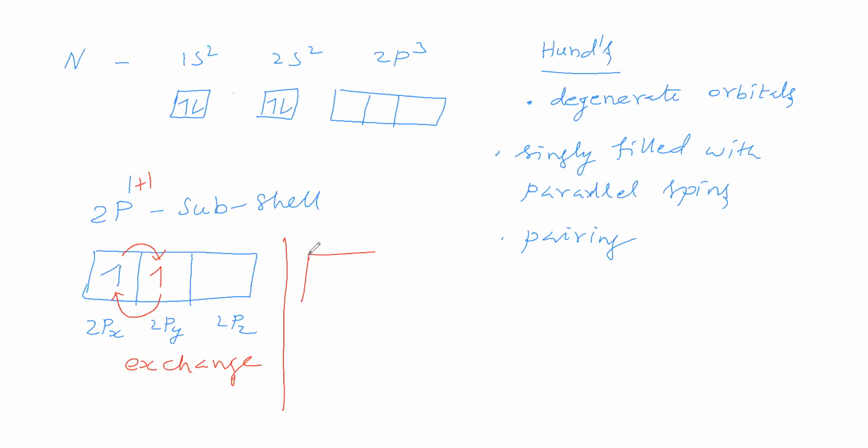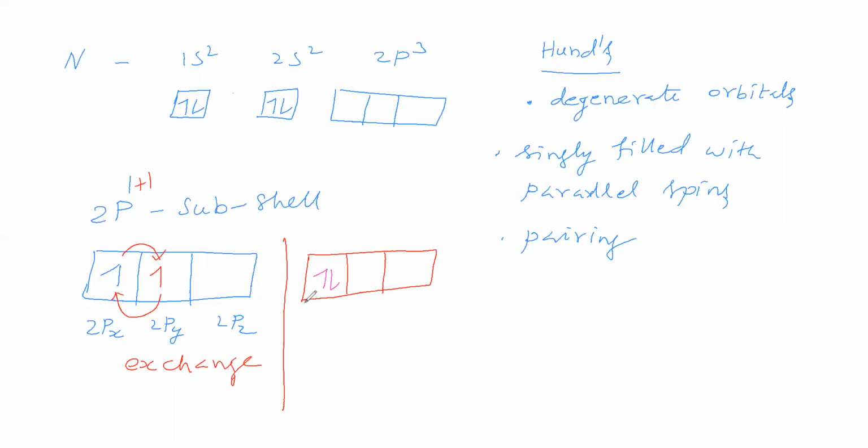Now we will take this 2p subshell. This 2p subshell is having three orbitals we have written. Now we will write that the 2p subshell is having 2 electrons. The 2 electrons we will write in only one orbital. Now what will happen, we will see. Hund's rule says singly filled. As per Hund's rule, we have written singly filled.